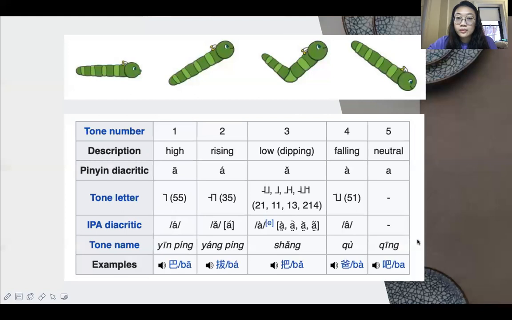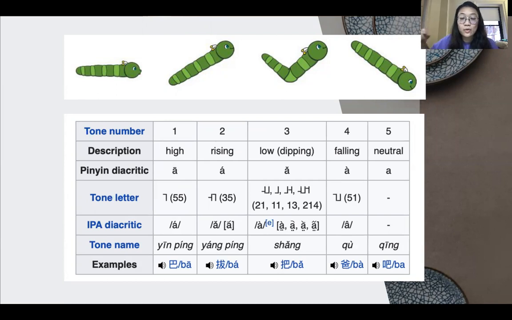Okay, so now I'm gonna show you an example with the final and I'm going to demonstrate it in 4 different tones. Actually here we have 5 tones, but the last one is the neutral tone, so it's quick and light, just like ah ah ah. So that's the neutral tone. But let's go back to our 4 main tones. The first tone being high, so this is how it sounds.